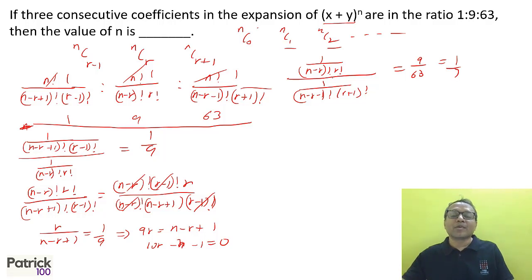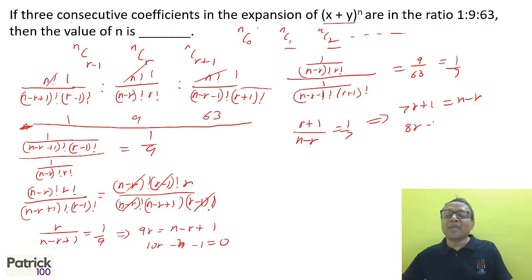If you solve again, (n minus r) factorial and (n minus r minus 1) factorial will get cancelled. So what will be left is n minus r, and r factorial will get cancelled. What will be left is r plus 1, which will be 1 upon 7. If you solve this, it becomes 7(r plus 1) is equal to n minus r. Bring it together, you will get 8r minus n plus 1 equal to 0. So 8r minus n plus 1 equal to 0.